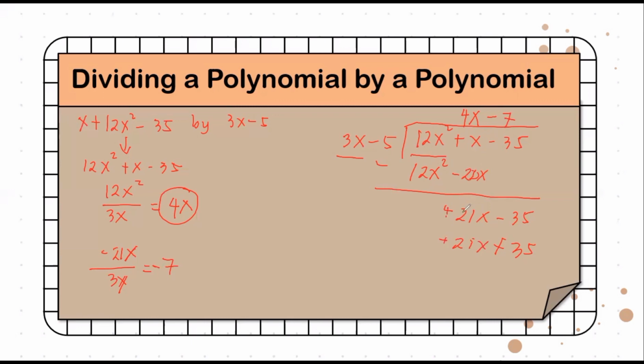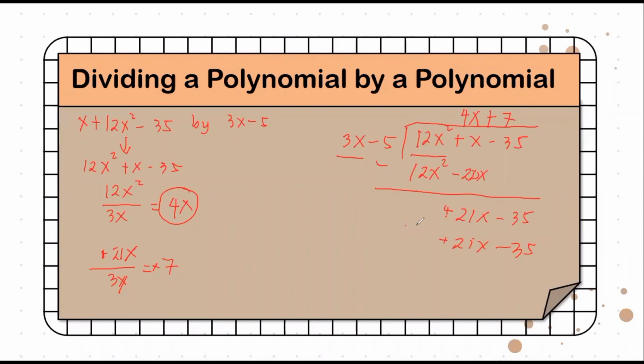Okay, so we have 21x minus 35, and then positive 21x divided by 3x, that will give you now positive 7. So this should be positive 7. Okay, so we have 7 times 3x is equal to positive 21x, and then 7 times negative 5, this should be negative 35. It's not positive. Okay, just erase. So this should be negative 35.